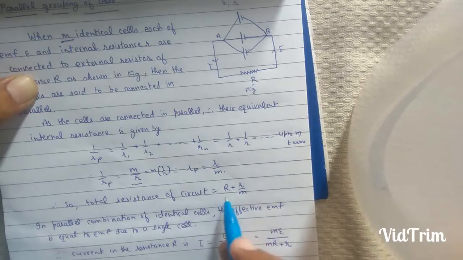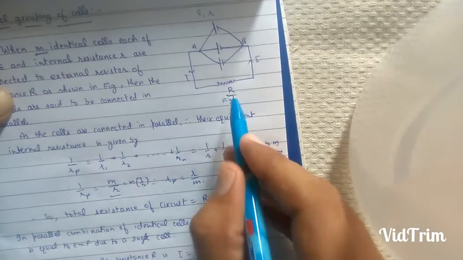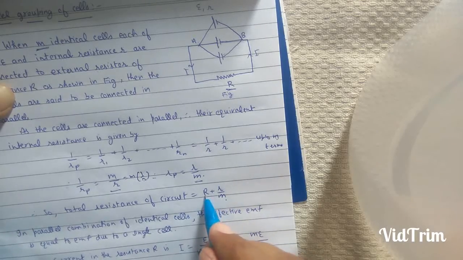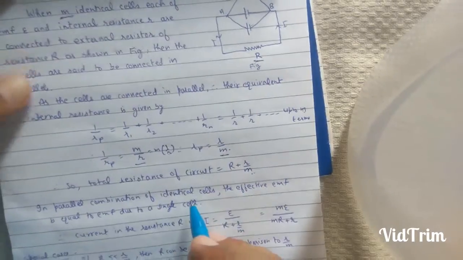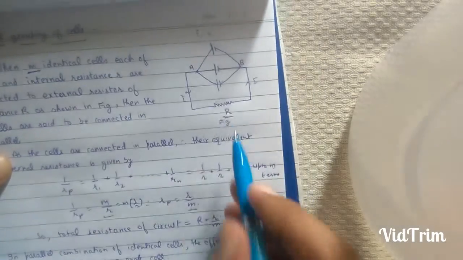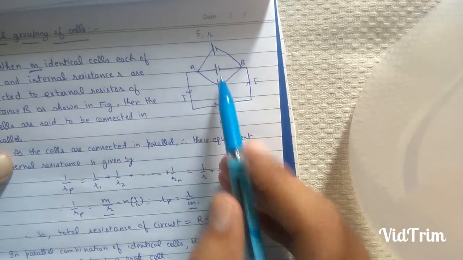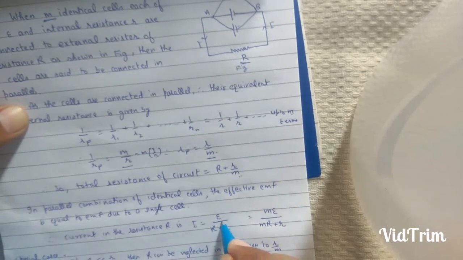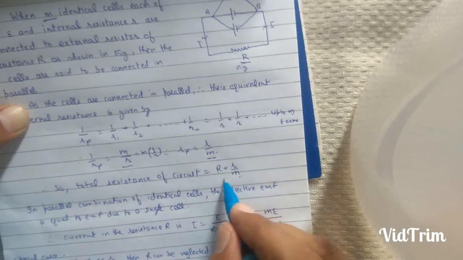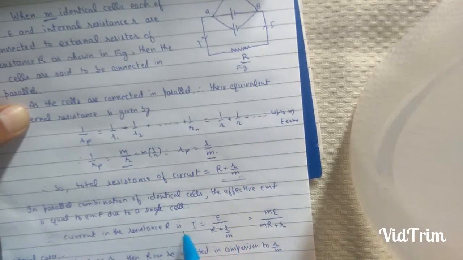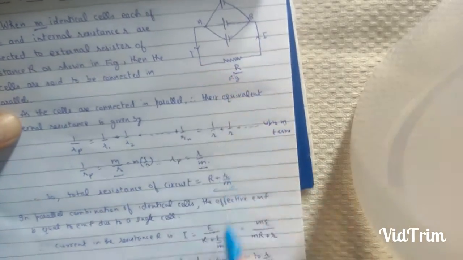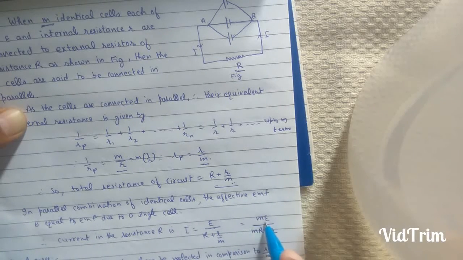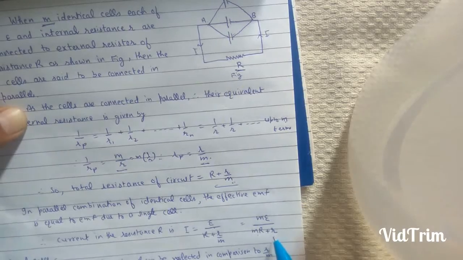Therefore the total resistance of this circuit is external resistance plus total internal resistance. Total resistance of the circuit is R plus r upon m. In the parallel combination of identical cells, the effective EMF is equal to the EMF of a single cell. Therefore, effective EMF is equal to E. Total resistance is R plus r upon m. Therefore, the current in the external resistance is I is equal to E upon R plus r upon m. On solving, this becomes mE upon mR plus r.